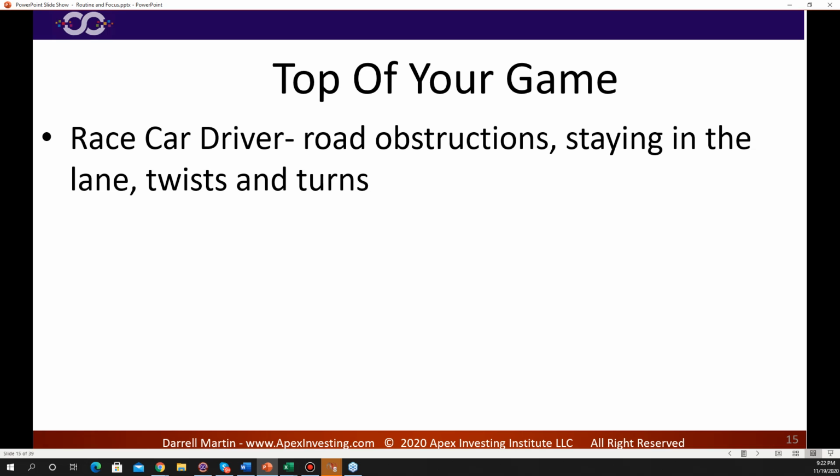It's no different with you, with trading. What do we call some of those big levels on our chart? Obstructions, something you could slam into. It's no different than that race car driver, right?